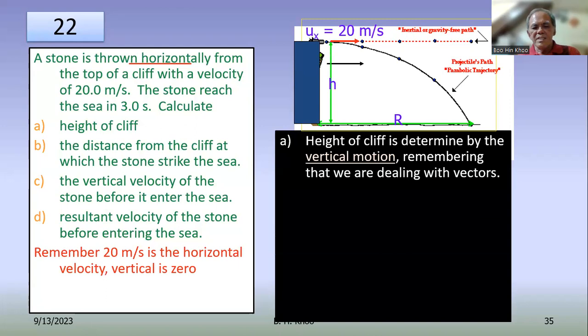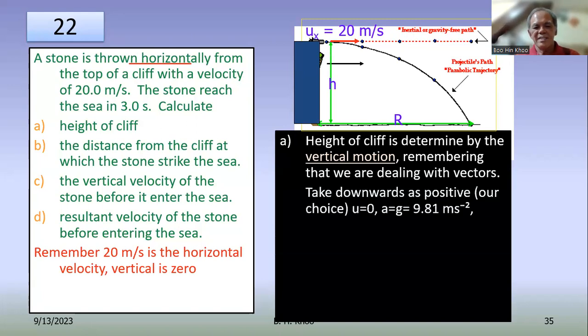The vertical height of the cliff is determined by vertical motion. So we have to consider vertical motion to find the height. Remembering that we are dealing with vectors, so you have to choose the direction. That is our choice. We can choose upwards as positive, but usually we prefer to deal with positive rather than negative. So we take downwards as positive. It's our choice. It's not that it's wrong.